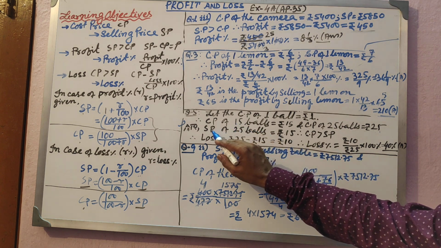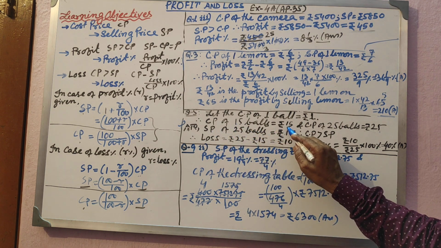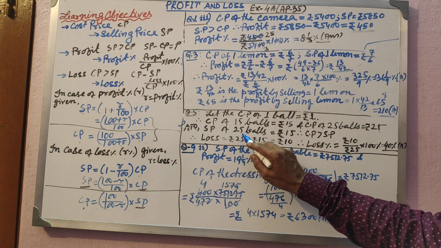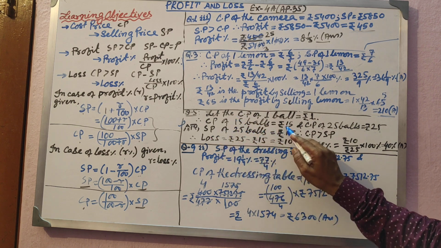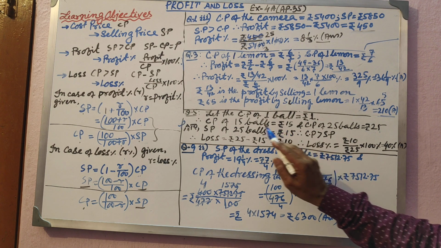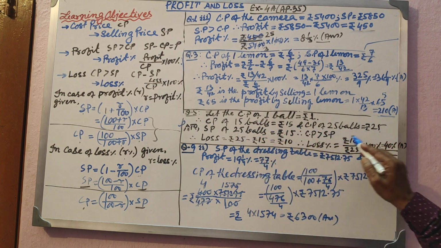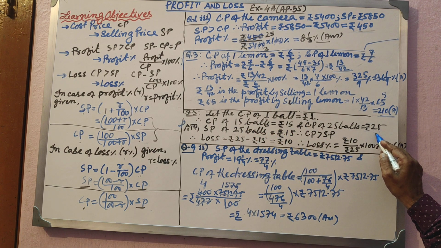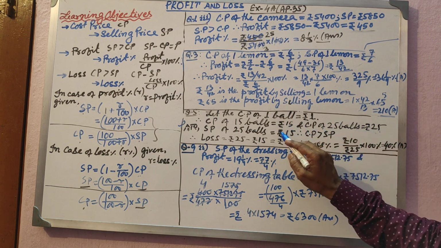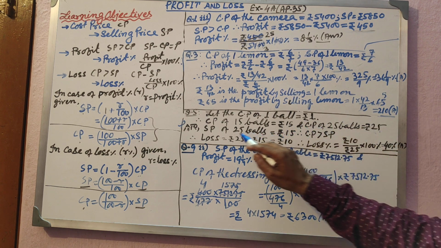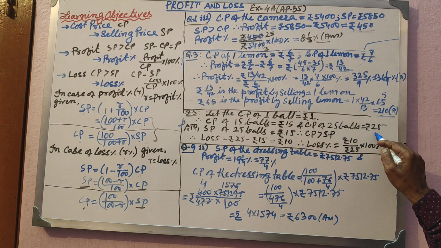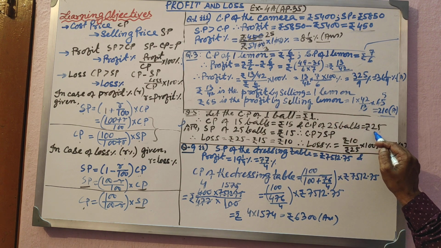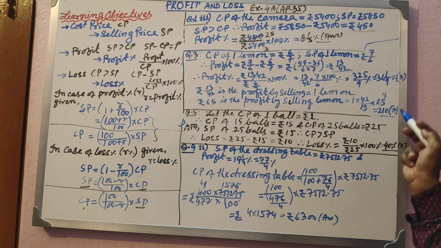Now, the SP of 25 balls is rupees 15, because the condition given is that the SP of 25 balls is equal to the CP of 15 balls. So, the SP of 25 balls is equal to rupees 15. But the CP of 25 balls is equal to rupees 25. That is why I have taken both. Could you understand? So, SP of 25 balls is rupees 15, CP of 25 balls is rupees 25. Therefore, 25 is the CP, which is more. Therefore, it will be a loss.